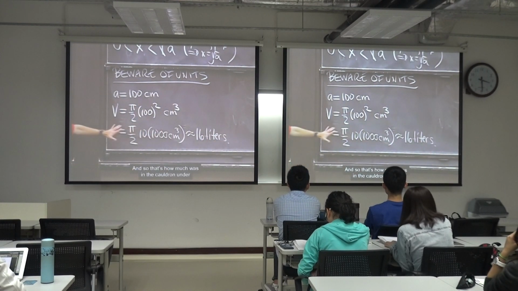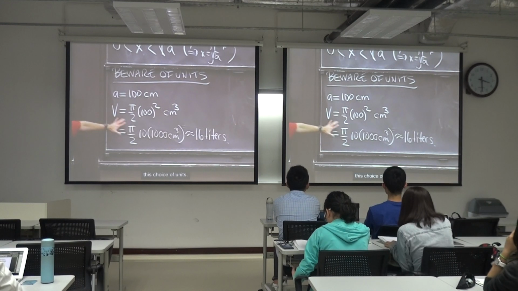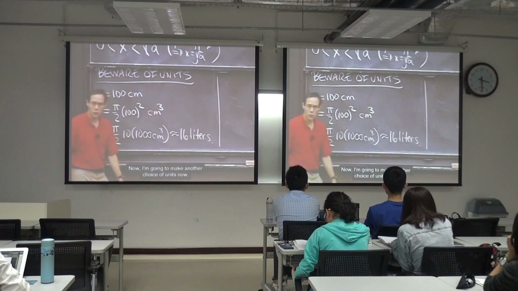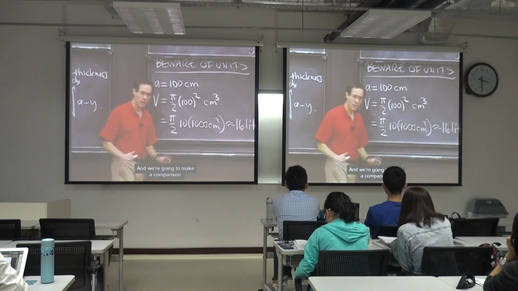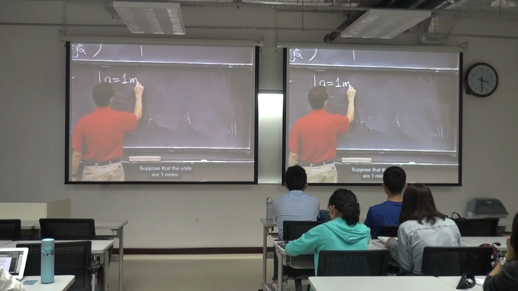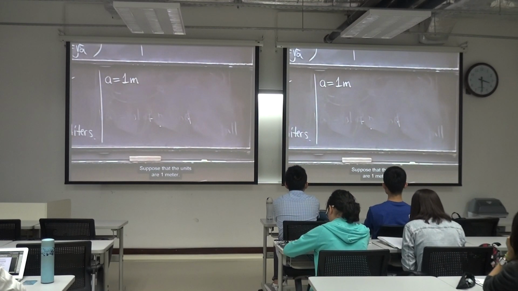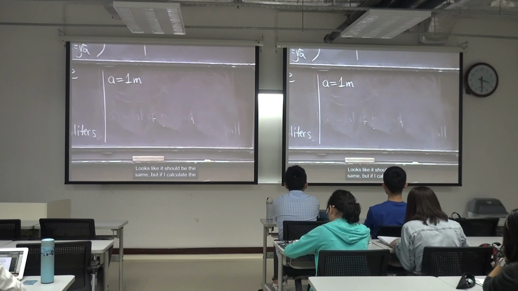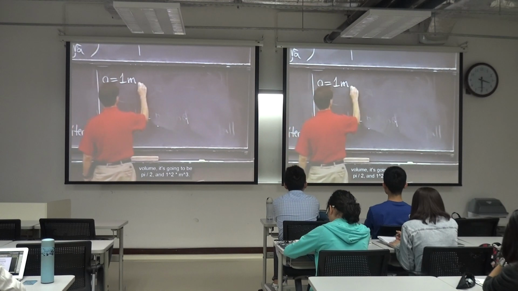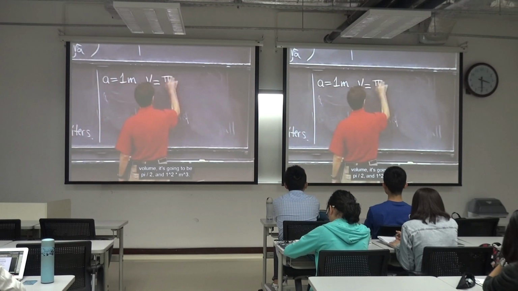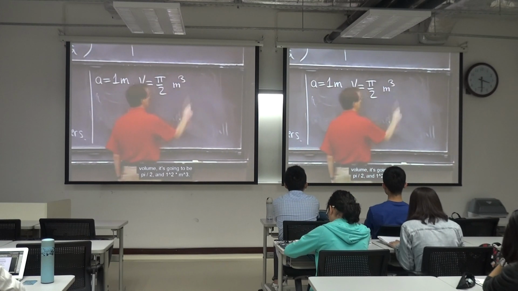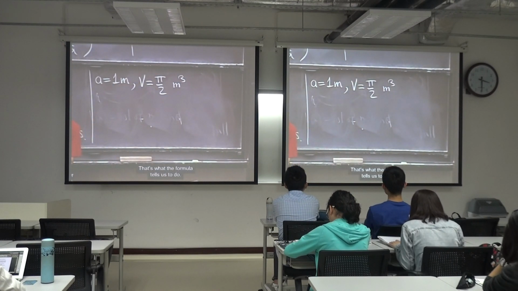And so that's how much was in the cauldron under this choice of units. Now I'm going to make another choice of units, and we're going to make a comparison. Suppose that the units are 1 meter. Looks like it should be the same, but if I calculate the volume, it's going to be pi over 2 and 1 squared times meters cubed. Right? That's what the formula tells us to do.